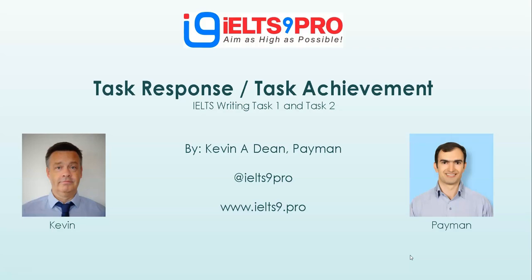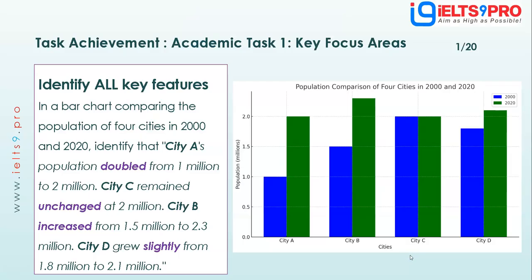So let's get started. Writing task 1, key focus areas. Now the criteria says identify all key features. As you know, in your academic writing task 1, it could be a map, it could be a process, but usually it's going to be some kind of data. It could be a graph, chart, table, etc. So you have to clearly identify all key features. Now, there's usually 3 key major trends or features. 3, maybe 4, that's it. You don't have to write about every feature, nor do they expect you to do so. So identify all key features.